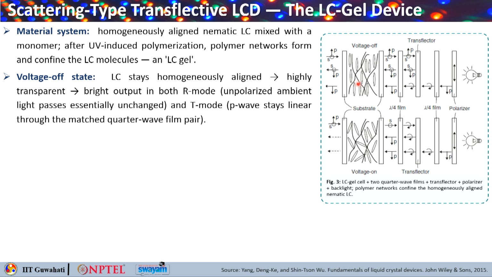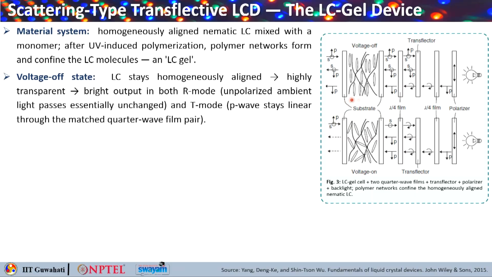Now in the reflection mode, the unpolarized ambient light simply passes through this transparent layer, reflects off this transreflector and returns largely unpolarized and unattenuated. So you basically get a bright reflective state. However, in the transmissive mode, what happens? You basically see the backlight, it becomes a linearly polarized P wave after the polarizer.